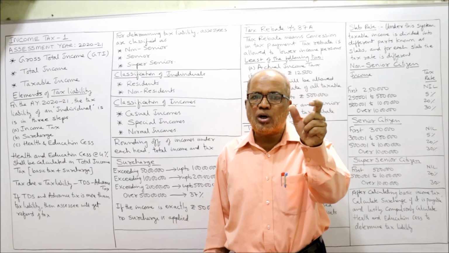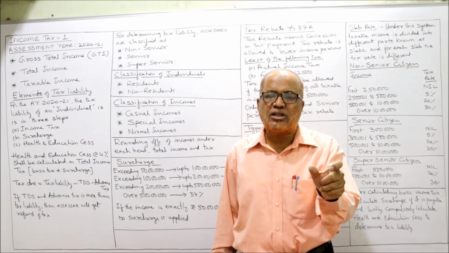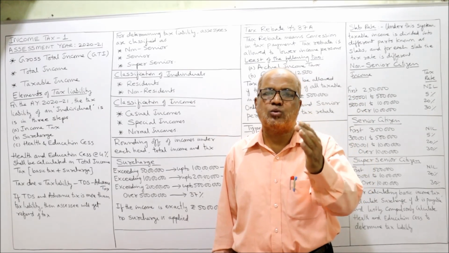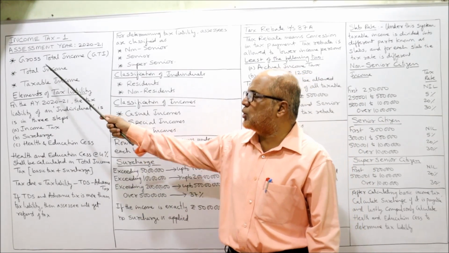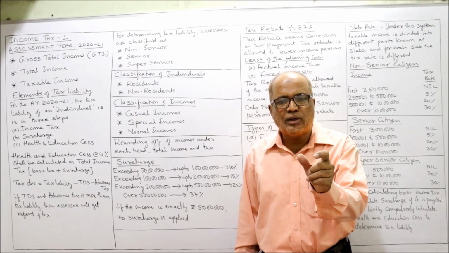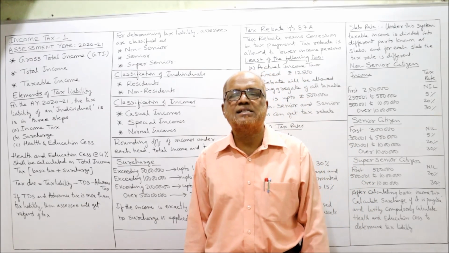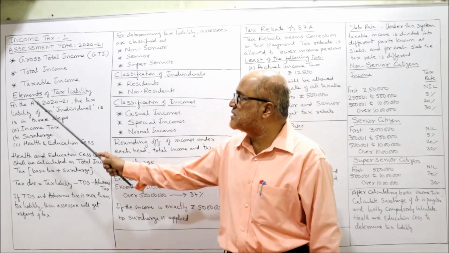So from gross total income, we deduct all the deductions from 80C to 80U. The resulting figure is called total income. From total income, deduct the basic exemption limit. We'll get the taxable income.